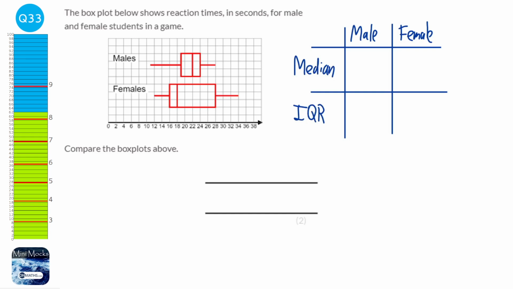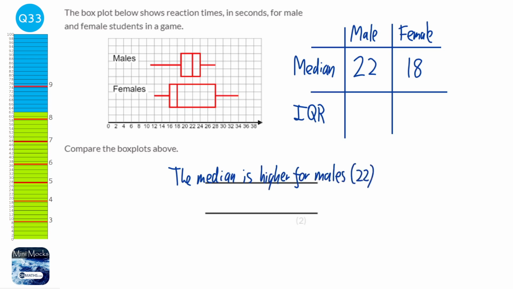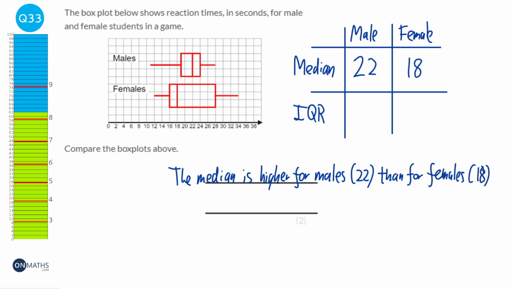So the median for male is this line here, and if you look down, that is 22. And for females, it's this one here, and if you look down, that's 18. And we just write a sentence. So you say something like: the median is higher for males (22), always show your values, than for females (18). Okay, easy.